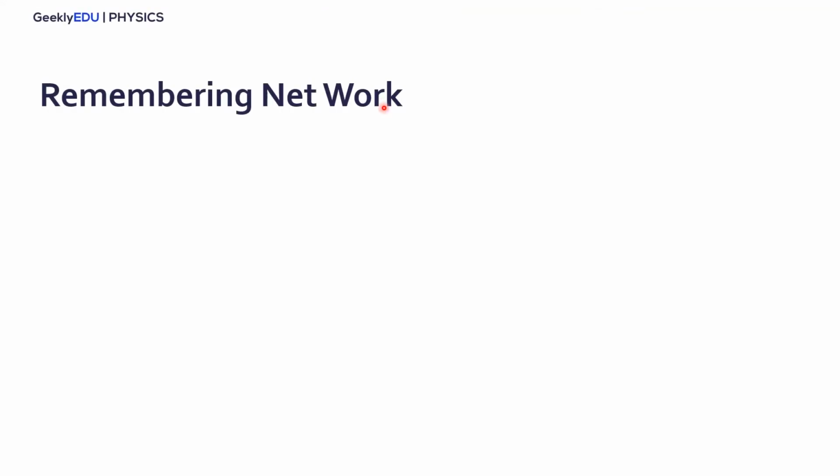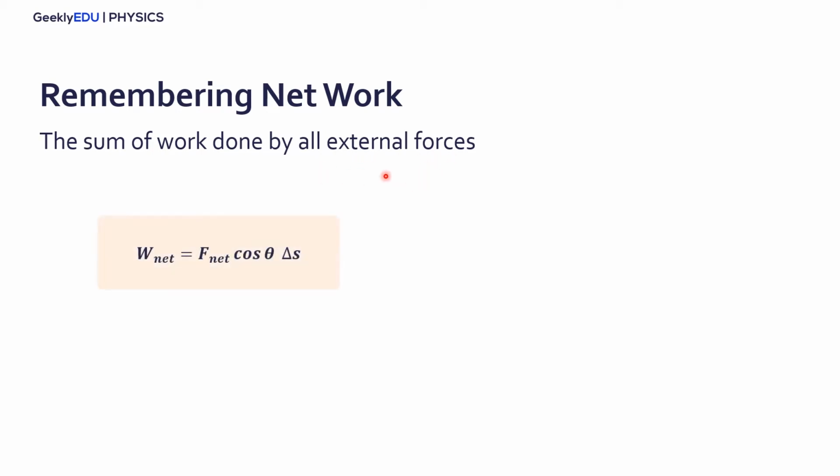Alright, so before we start talking about the theorem itself, let's remember what net work is. The net work is the sum of work done by all external forces in a system. So we can express generally the net work using this formula here, where we have the net force times the cosine of the angle between the force vector and the displacement vector, and the variation in space, or the displacement.